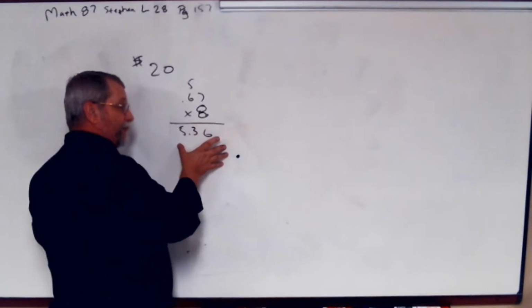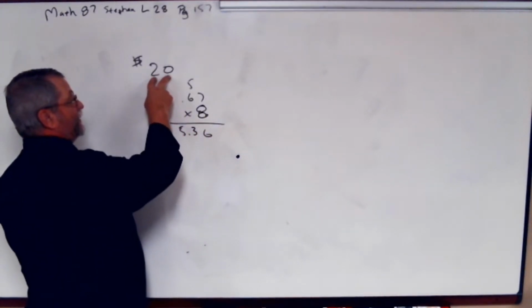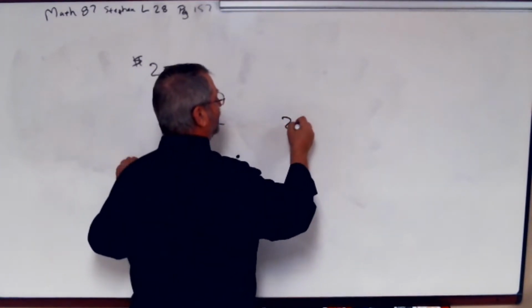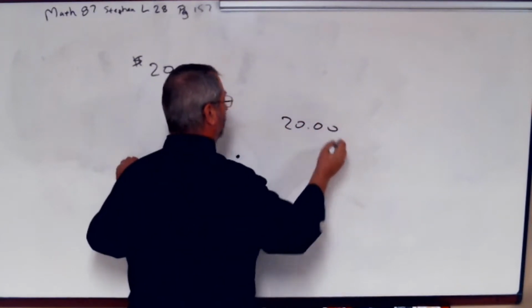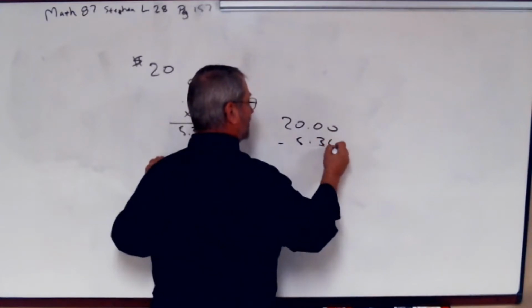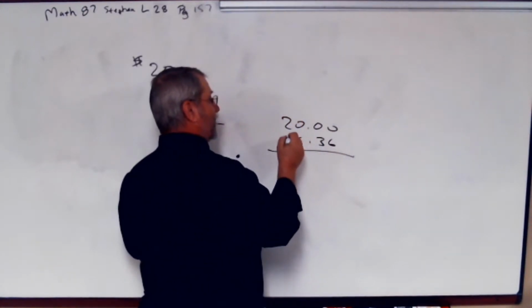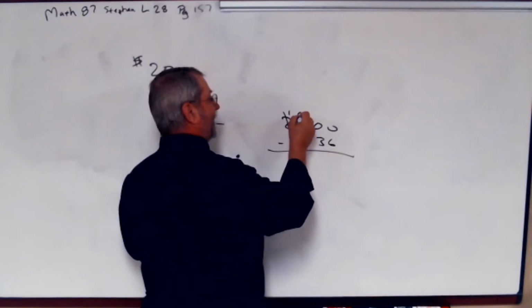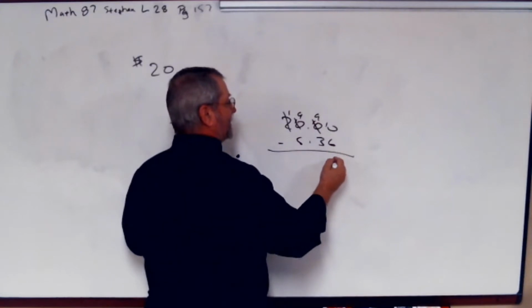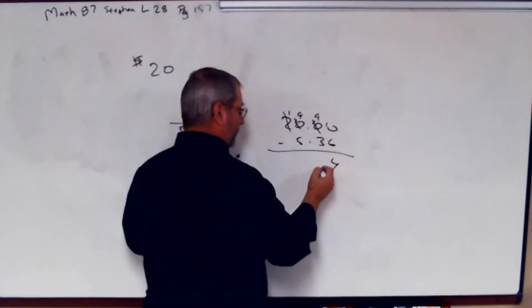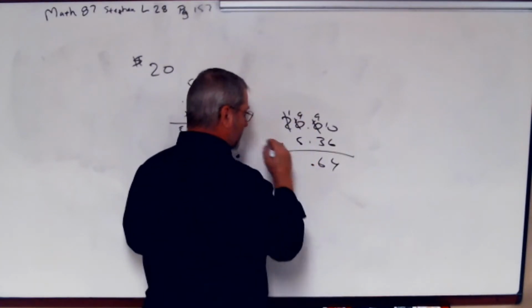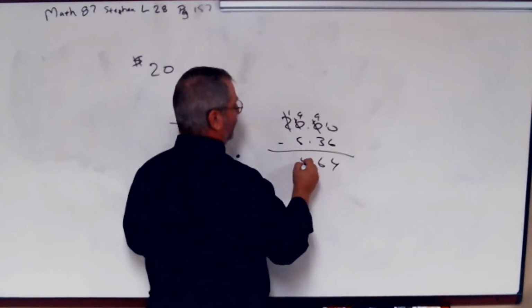That is the first part of the problem. Second part says she went in with 20. How much did she come home with? So what does she have left? So we take the 20 and we put 2 decimal places on it, and we subtract the $5.36. Start over here and borrow. 1, that's a 10. 9, that's a 10. 10 take away 6 is 4. 9 take away 3 is 6. Bring down the decimal. 9 take away 5 is 4.